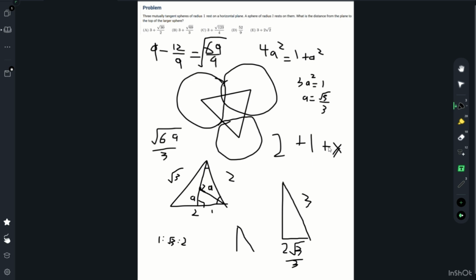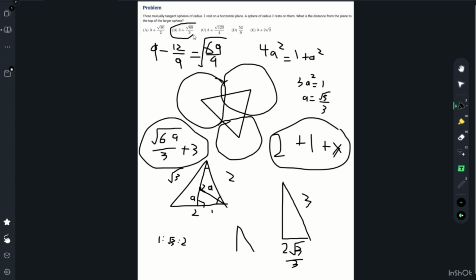However, this is not the answer yet, because we found x. So now we have to add 3, which is over here. So the answer is B, 3 plus square root 69 over 3.